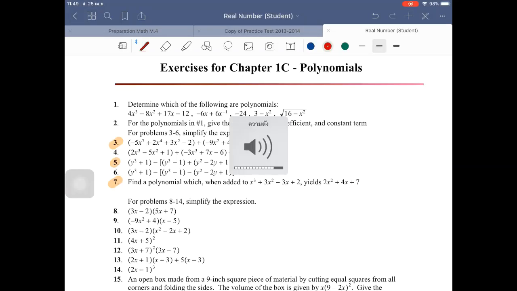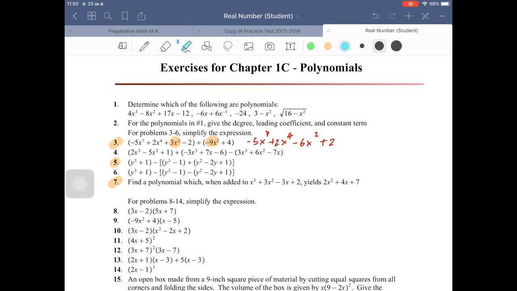Okay, let's see the answers. The first question, question 3. The answer is negative 5x to the power of 7 plus x to the power of 4 minus 6x squared plus 2. Okay, operate this one with this one and the constant with the constant. That's it.